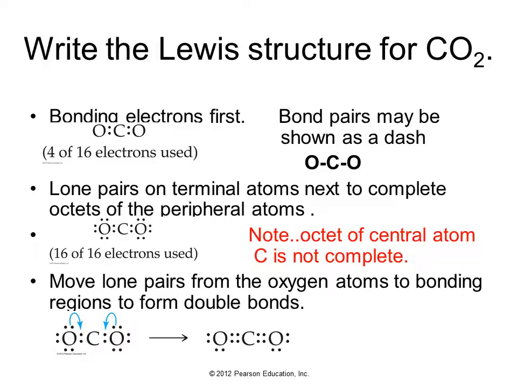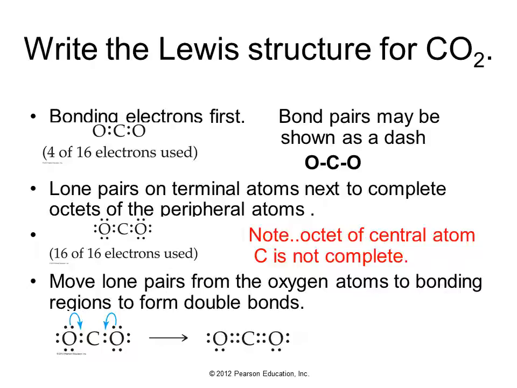Then we put in the bond pairs. You notice we made 2 bonds, which is 4 electrons. So 4 of the 16 are used in forming the bond pairs. Sometimes you show the bond pairs as a line. Now we have 12 left. So the next job is to go to the peripheral atoms. They need 6 more to complete the octet, so put 6 on that one and 6 on that one. Now we have the 12 plus 4, the 16 electrons used up. We can't add any more.